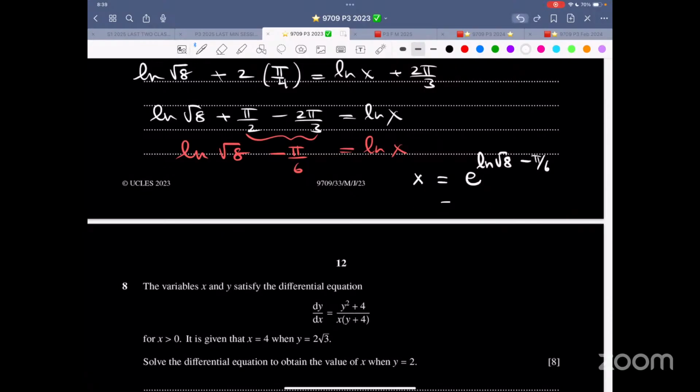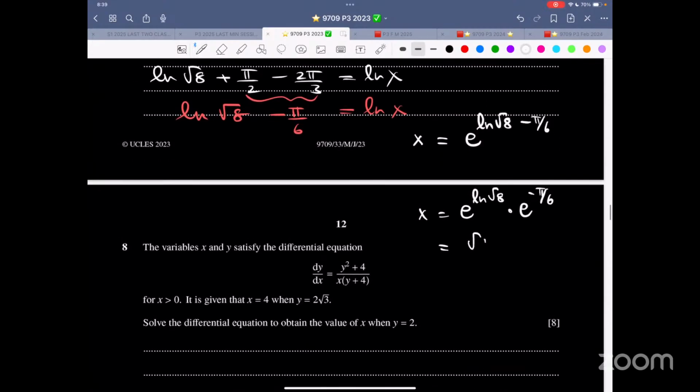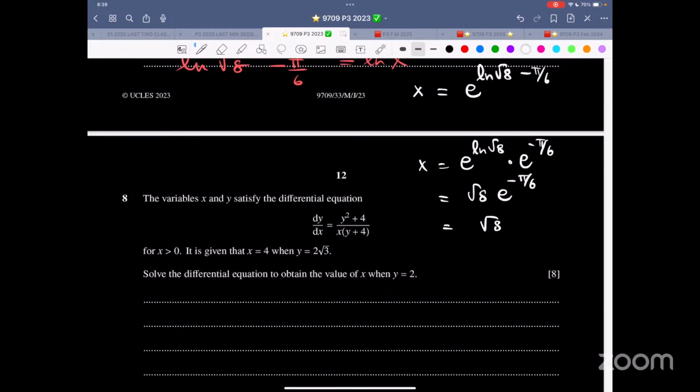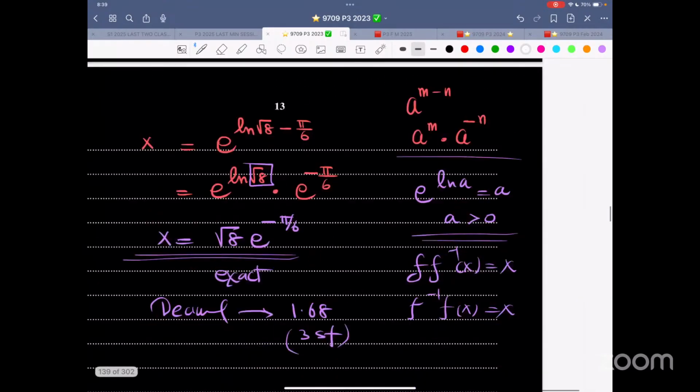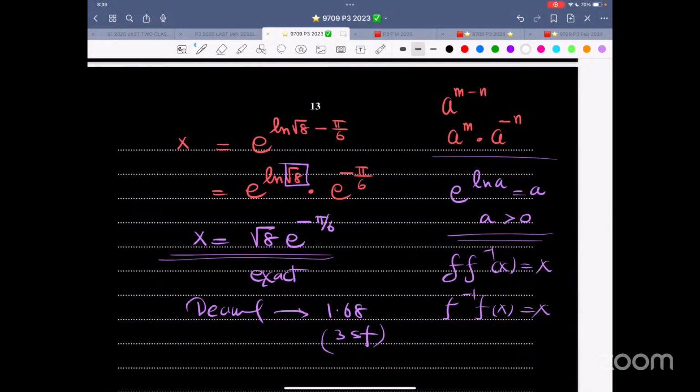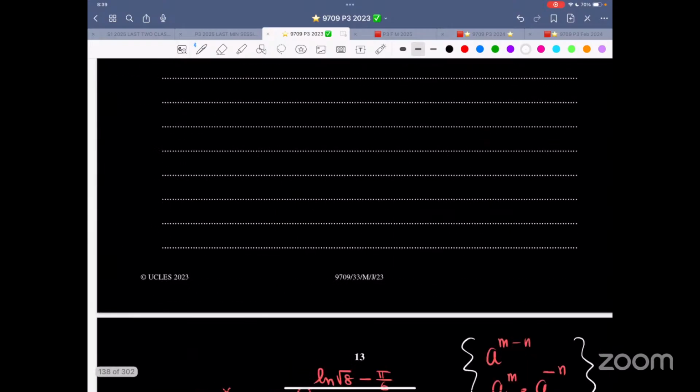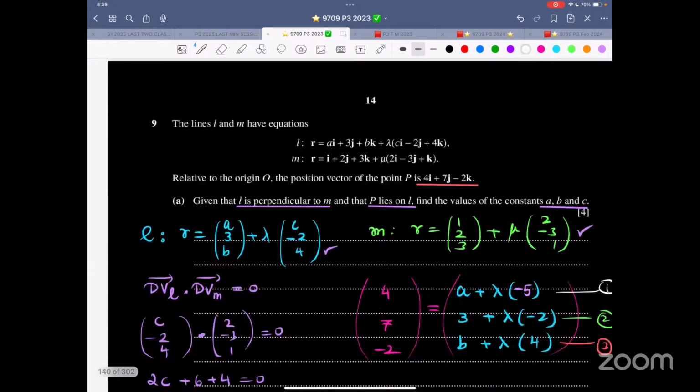First of all, let me write it properly. That is x equals e raised to the power of ln root 8 times e raised to the power of negative pi by 6. That is root 8 e raised to the power of negative pi by 6. That can also be written as root 8 divided by e raised to the power of pi by 6. So that is giving the answer in the exact form. This is the rule of indices that I've applied. So all good, all clear.